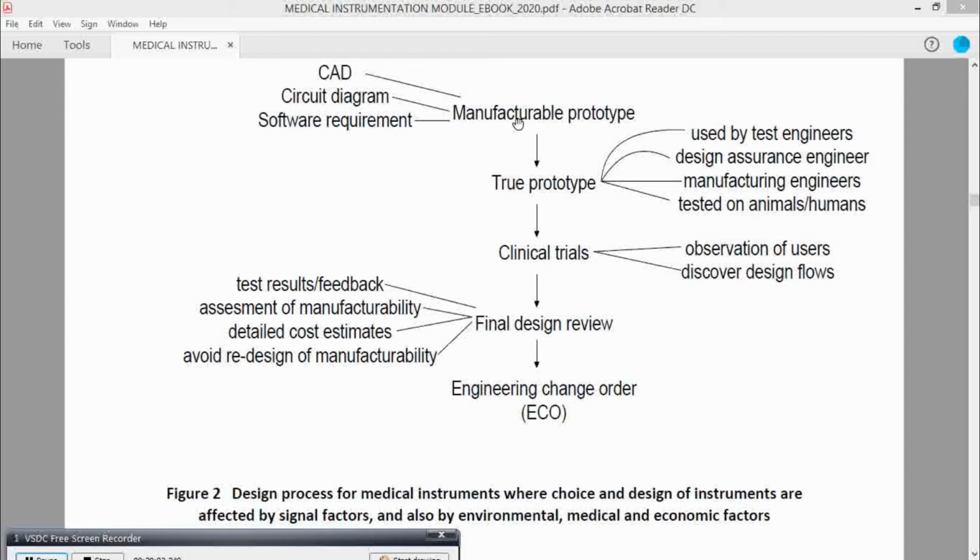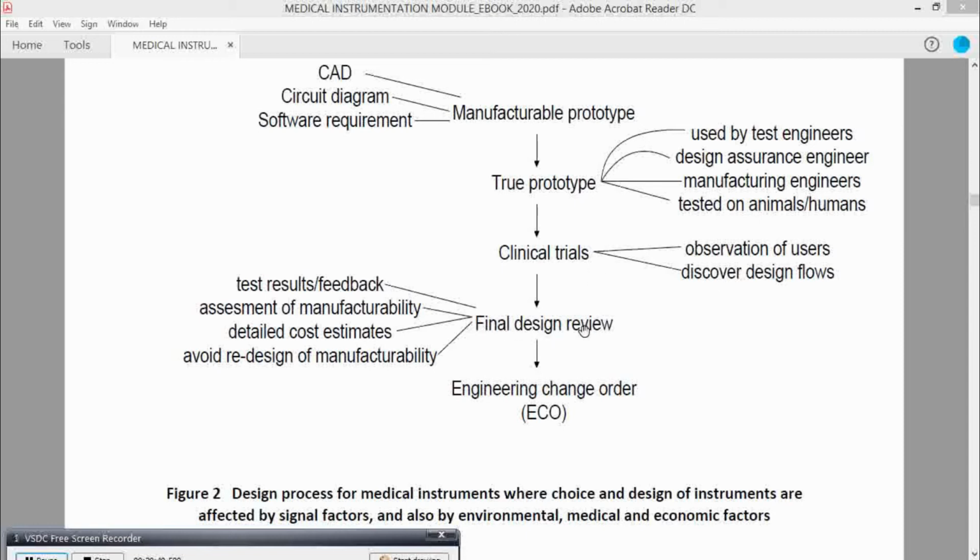So in the manufacturable prototype, you have CAD, computer aided diagram, circuit diagram, software requirement, and then true prototype used by the test engineers, design assurance engineers, manufacturing, tested on animals, humans. That means this is where you will acquire the preliminary feasibility analysis data. And then clinical trials, observation of users, discover design flaws, so whether there is any need for changes on the designs.